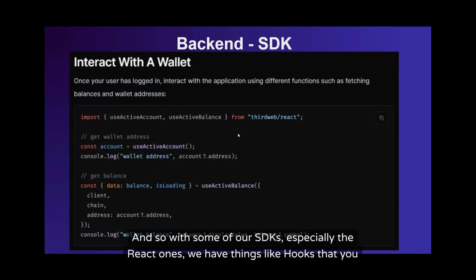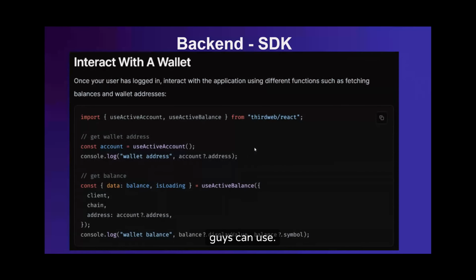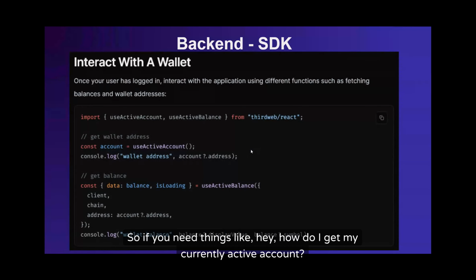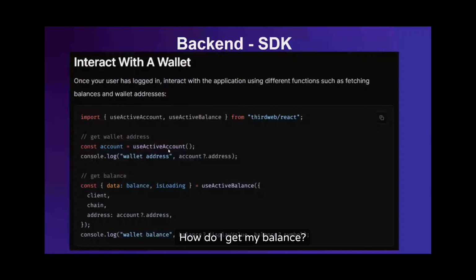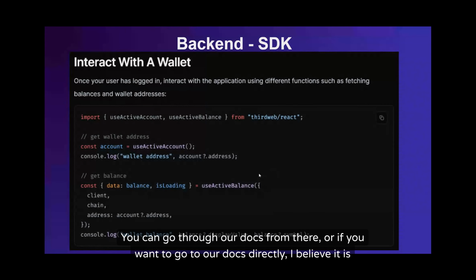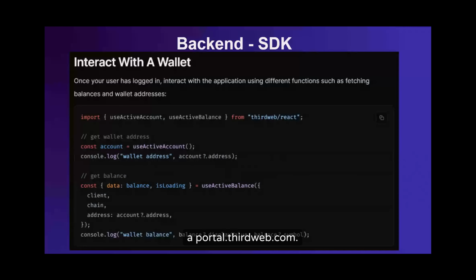With some of our SDKs, especially the React ones, we have things like hooks that you can use. So if you need something like, how do I get my currently active account? You can use the use active account hook. How do I get my balance? Use the active balance hook. All of this is within our docs at thirdweb.com. You can go through our docs from there, or if you want to go to our docs directly, I believe it is portal.thirdweb.com.